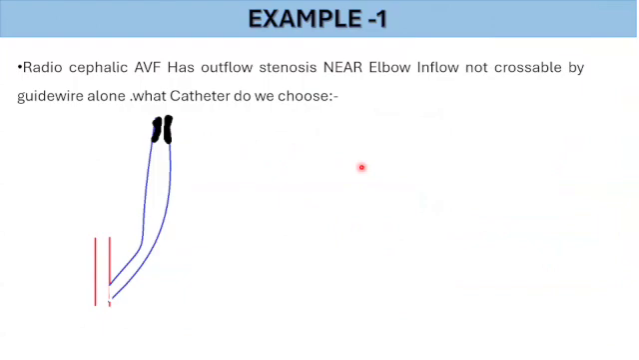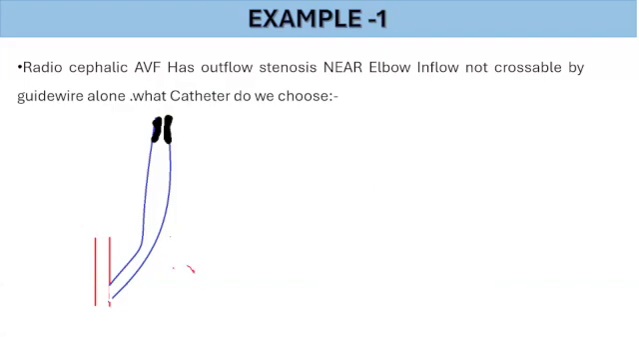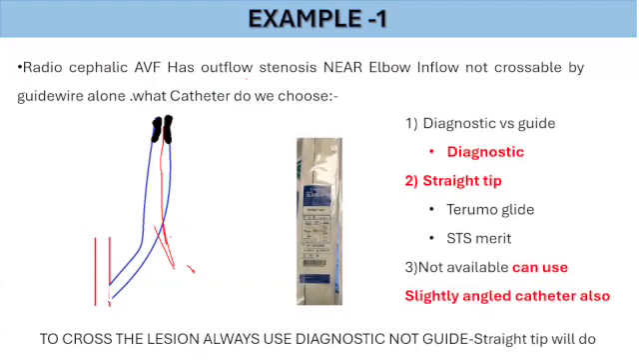Now coming to examples. This is a radiocephalic fistula, has outflow stenosis and near inflow, not crossable by guide wire alone. We have entered through sheath from here. Now we have to pass a guide wire here over a catheter. What catheter we will choose? We will choose a straight catheter, which will be diagnostic or guide diagnostic, because we don't need to push balloon through the catheter. Which are the straight tip catheters? Any, you can just say straight tip catheters.